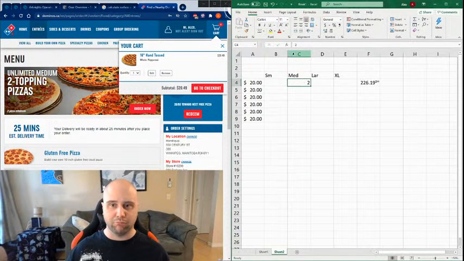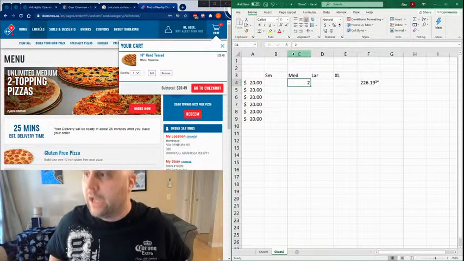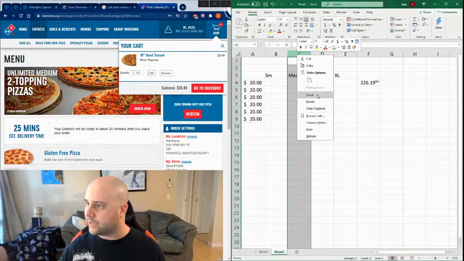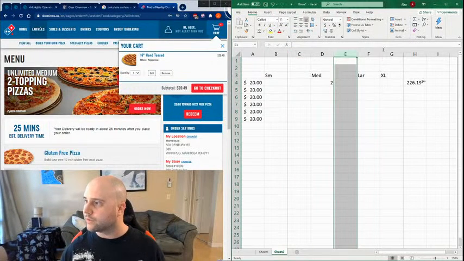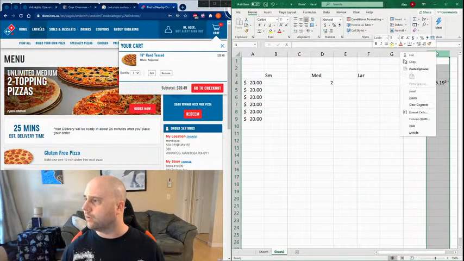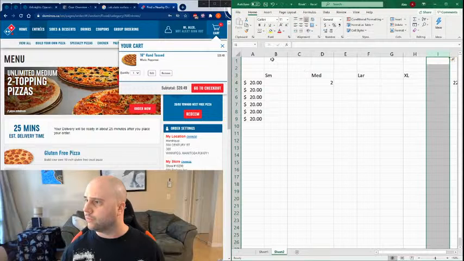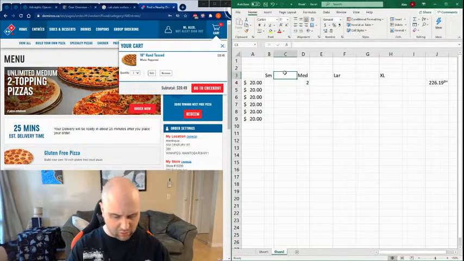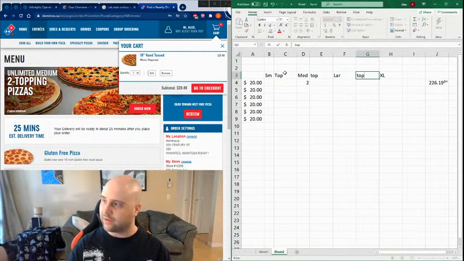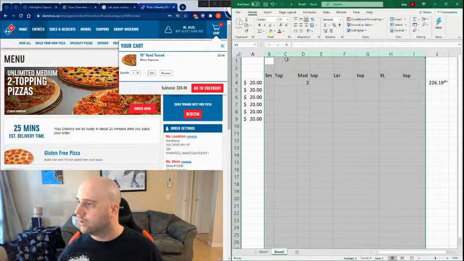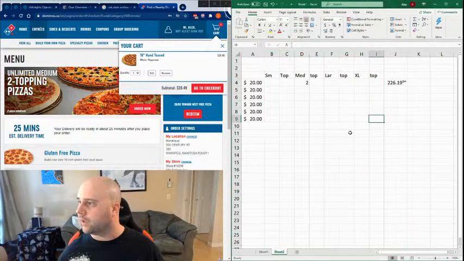We need to add some more columns in that. We need to know how many toppings for each type of pizza. So that's easy. We're going to insert. So small toppings, medium toppings, large toppings, extra large toppings. Okay, all right, we got this. Here, we're going to make these all the same length.